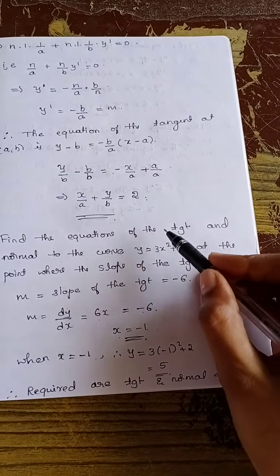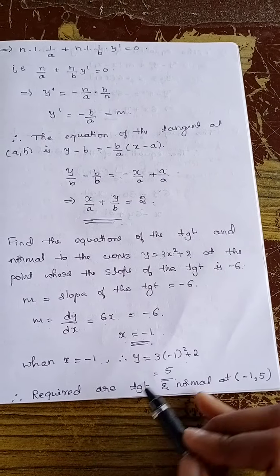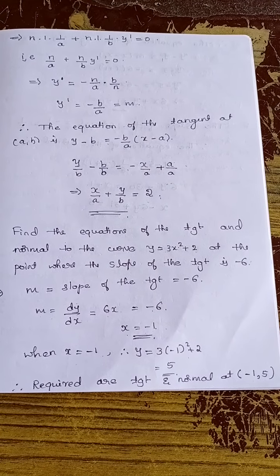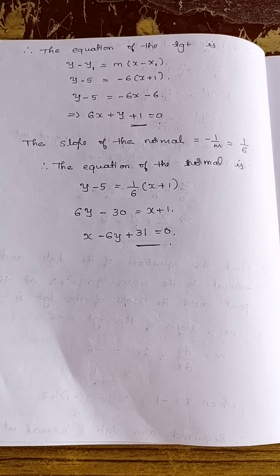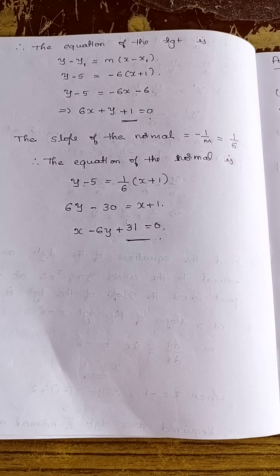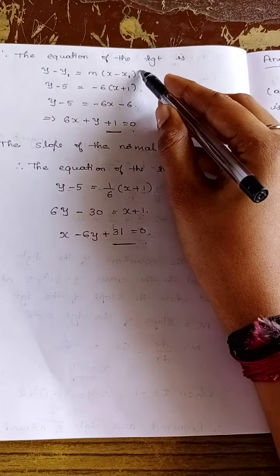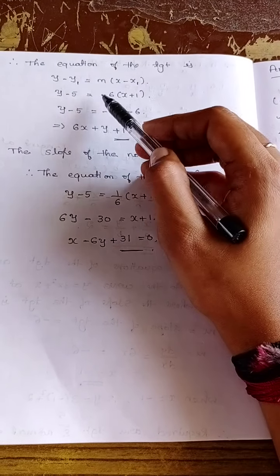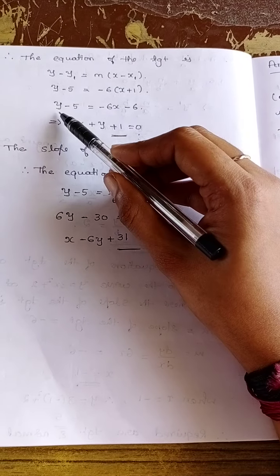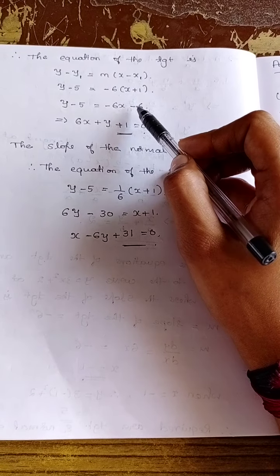When x equal to minus 1, y is equal to 3 into (minus 1) square, which is 1, 1 into 3 is 3, 3 plus 2 is 5. Therefore the required point of the tangent and normal is (minus 1, 5). At the point (minus 1, 5), the equation of the tangent is y minus y1 is equal to m into x minus x1. That is, y1 value is 5 and x1 value is minus 1. So minus of minus 1 is plus 1. y minus 5 is equal to minus 6, the slope of the tangent, which is given, into x plus 1. That is y minus 5 is equal to minus 6 into x, which is minus 6x, minus 6 into plus 1 is minus 6.